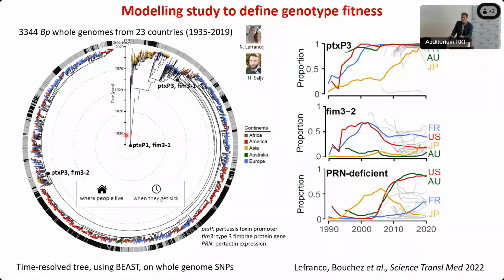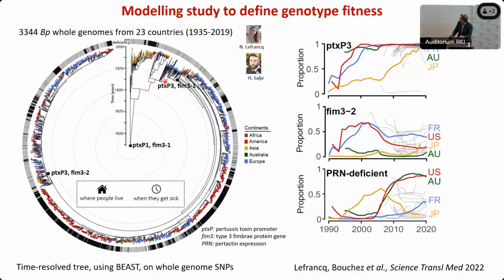So here you have to explain a bit this tree. The root is here in the center. You have a genotype called PTXP1. This is a promoter sequence of the pertussis toxin. There is a variant called PTXP1 and another one called PTXP3, due to one SNP in this promoter region. So this defines two different genotypes. And PTXP1, as you can see, is the ancestor. And PTXP3 appeared in the 60s, according to this timed phylogeny.